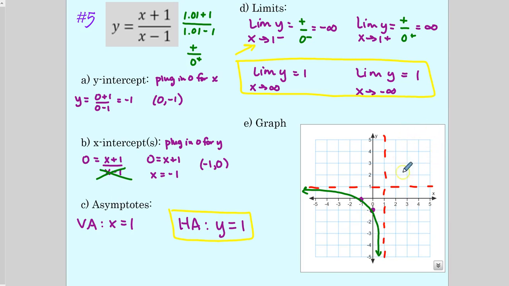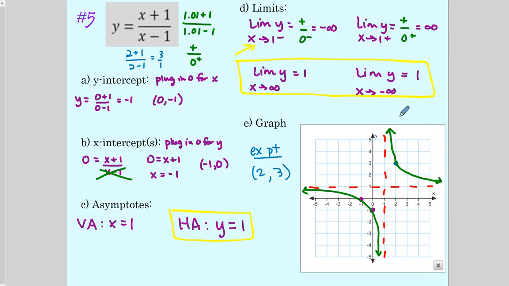Now there's going to be a curve on the other side, and you can probably guess it's going to do something like this. But what I'd like to do is find a point to anchor it down. So I'm going to go ahead and find an extra point. To find the extra point, you just simply choose a number, like x equals 2, and plug it into the function. 2 plus 1 over 2 minus 1 is 3 over 1, so that's 3. So let's plot the extra point (2, 3). And then according to our limits, to the right of 1 it should be going up to infinity, and then as we go further out it should be going down toward a height of 1.